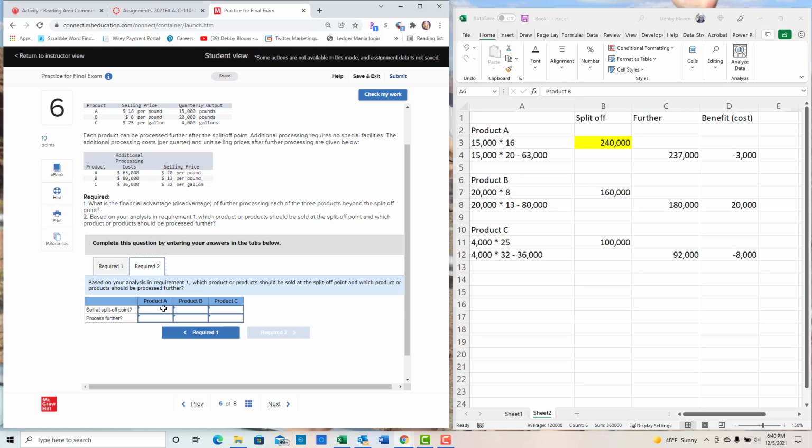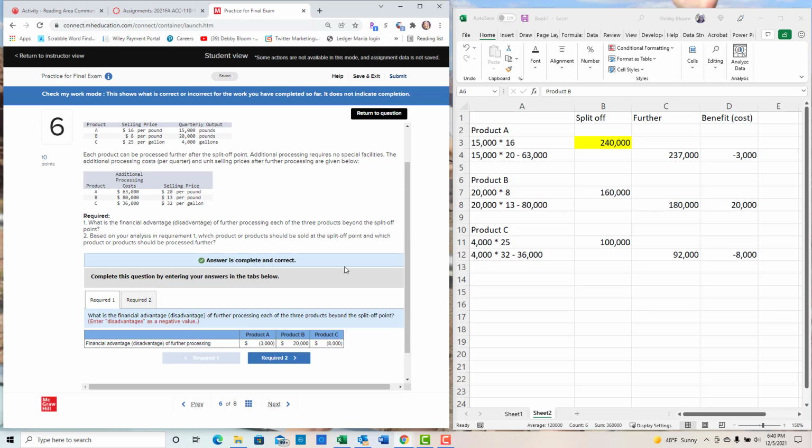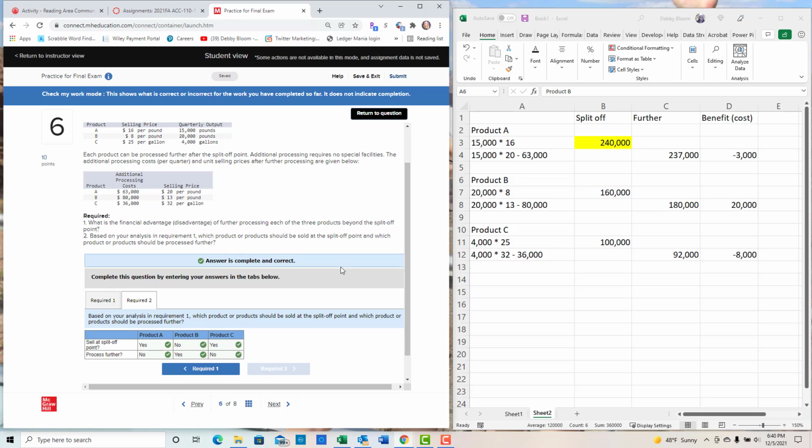So product A, do we sell it at the split-off point, is a yes. And if we sell it at the split-off point, we cannot process it further. For product B, we do not want to sell at the split-off point because instead we would raise our revenue by 20,000 if we process further. For product C, we want to sell at the split-off point because processing further hurts our revenue by $8,000. And now we have over here, problem 6 is now complete.